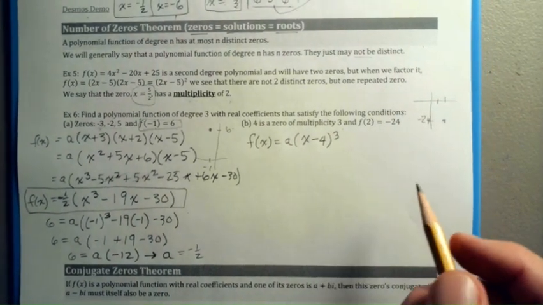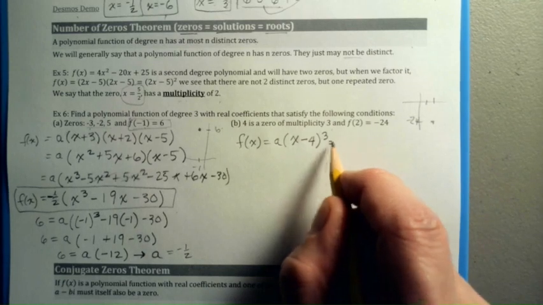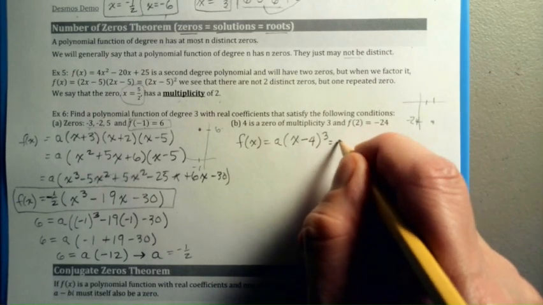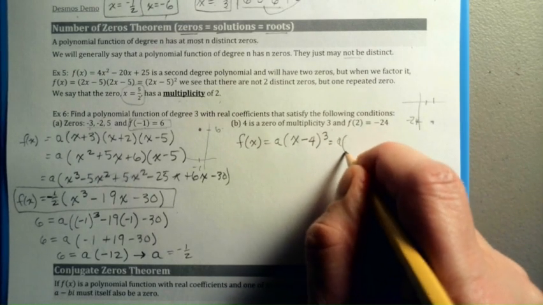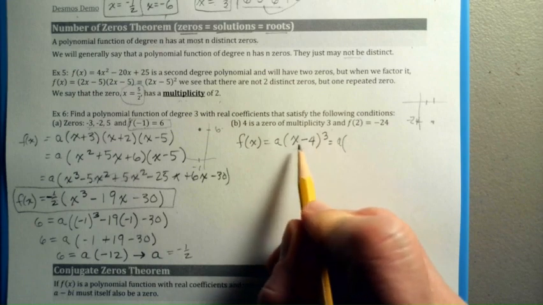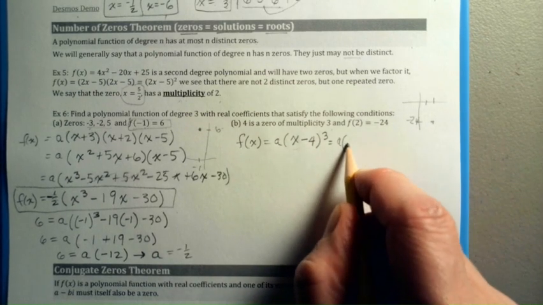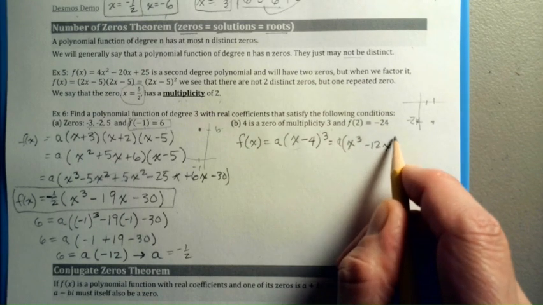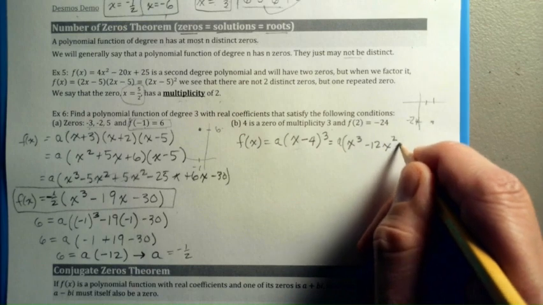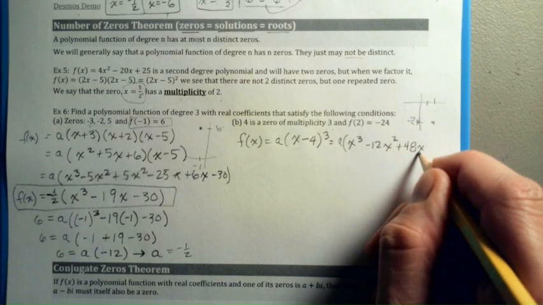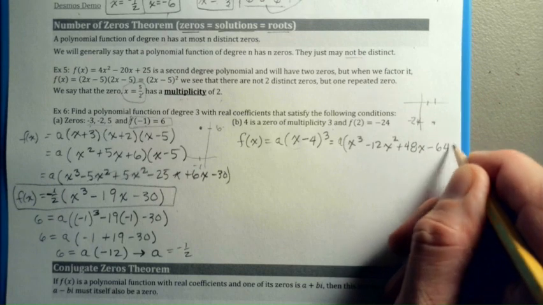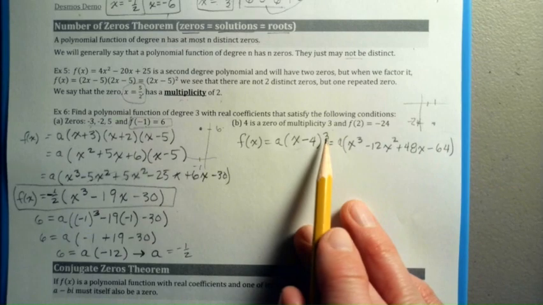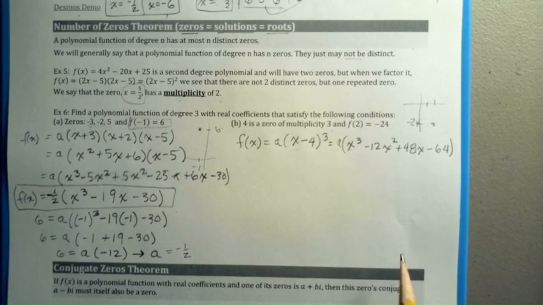Now we'll learn later on this year how to expand a binomial cubed using something called the binomial theorem. But for now, you'll have to FOIL it out. If you want, pause the video and try foiling all this out and see if you get the right answer. But I'm just going to go ahead here. So this is x cubed minus 12x squared plus 48x minus 64. You'll learn the binomial theorem soon enough.